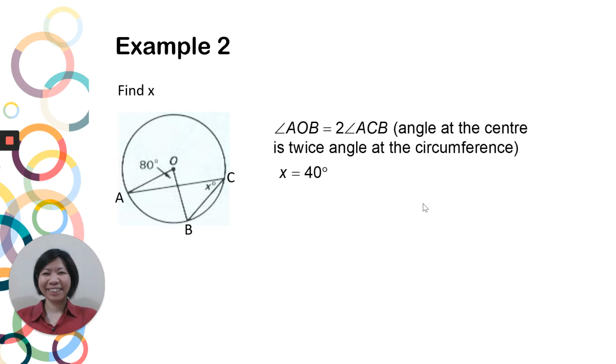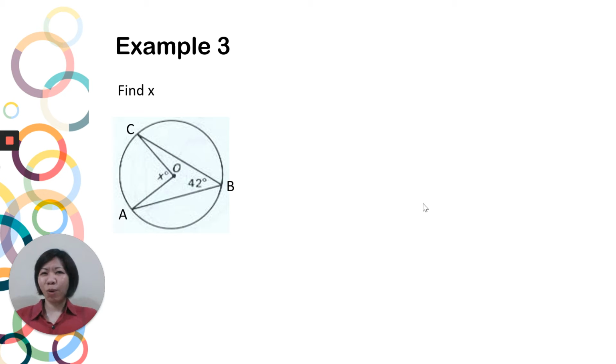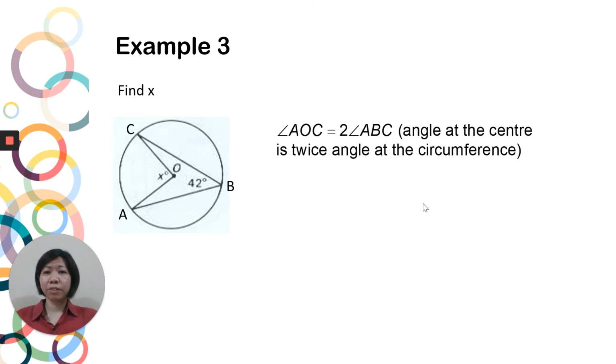Simple, right? Now let's try the third one. See if you can figure it out yourself. Can you find the value of x here? Again, angle COA is angle at the center, and angle CBA is angle at the circumference. So by first theorem, the value of x should be double of 42 degrees, which is 84 degrees.